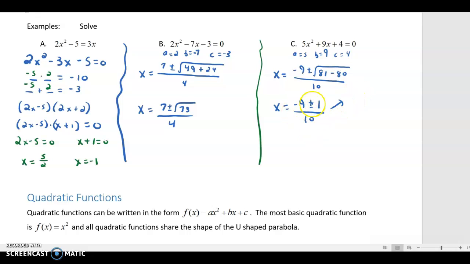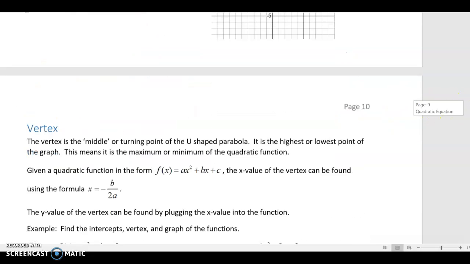So that gives me two answers. Negative 9 minus 1 over 10, and negative 9 plus 1 over 10. So that is negative 10 over 10, which is negative 1, and negative 8 over 10, which will give me negative 4/5. So I still get two answers. And the fact that these turn out to be nice whole numbers or fractions shows me that I could have factored that.